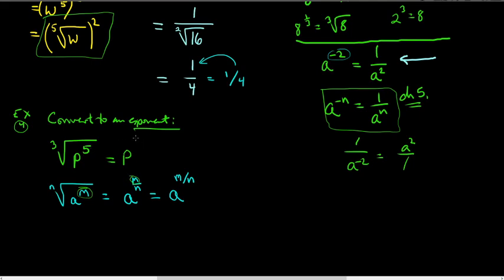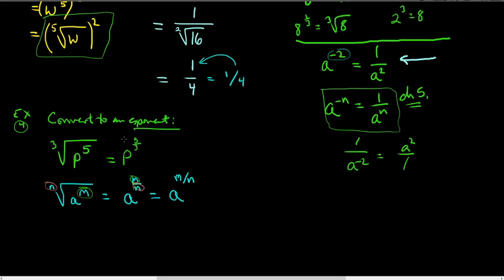So here the exponent is 5. That's the numerator. The denominator here, I should use a different color, the denominator here, the n, is the root, the index. So that goes on the outside. So the outside number is 3. That goes in the denominator.